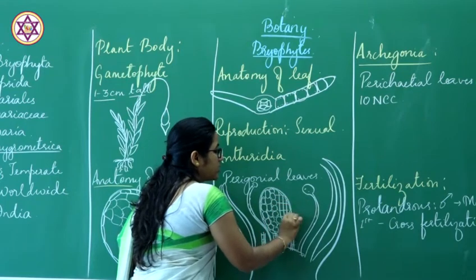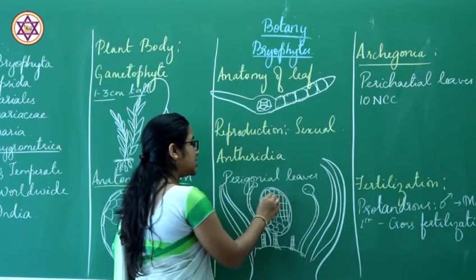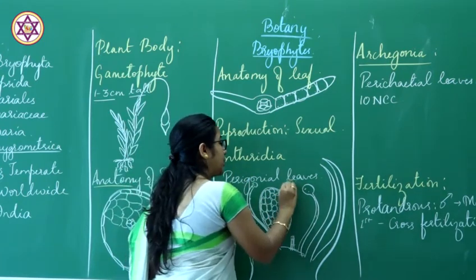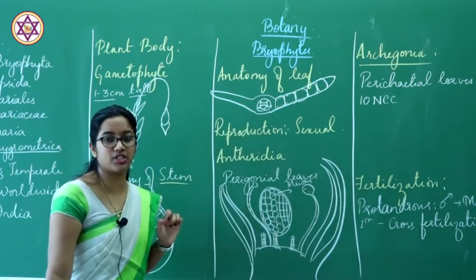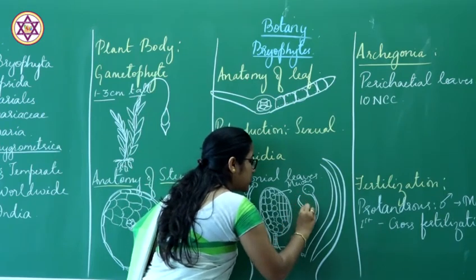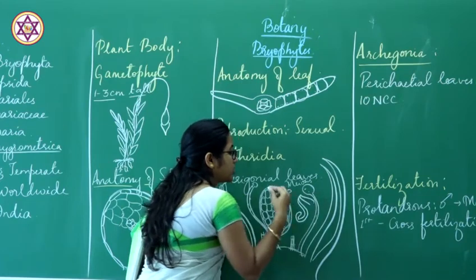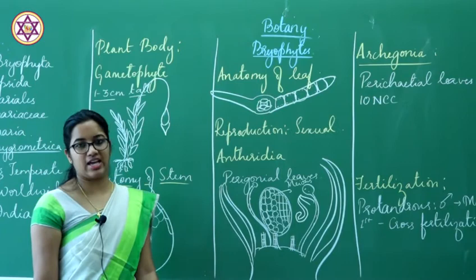Okay, so it's better to draw like this. Plenty of sporogenous tissue, and each cell in the tissue will undergo meiosis, that is the reductional division, and there is formation of antherozoids, which are again spindle shaped with two flagella.